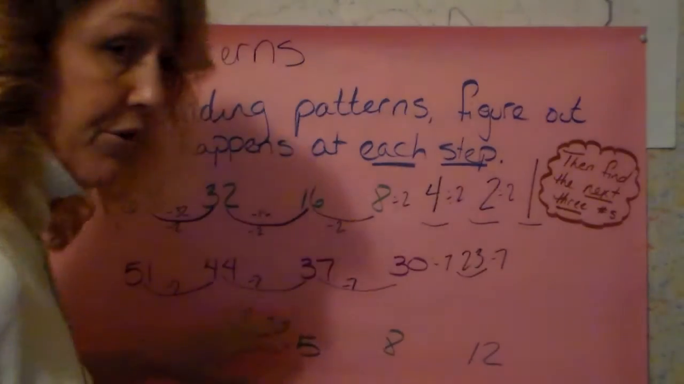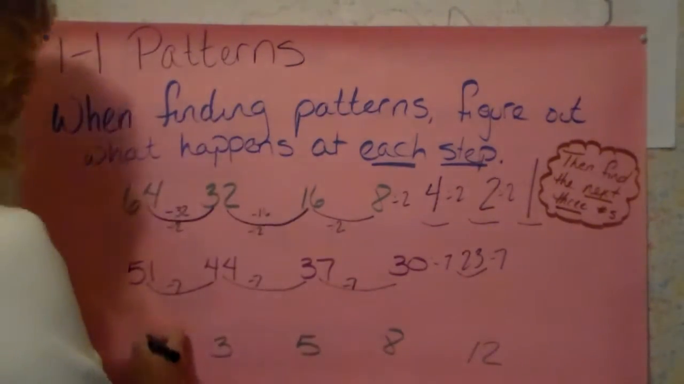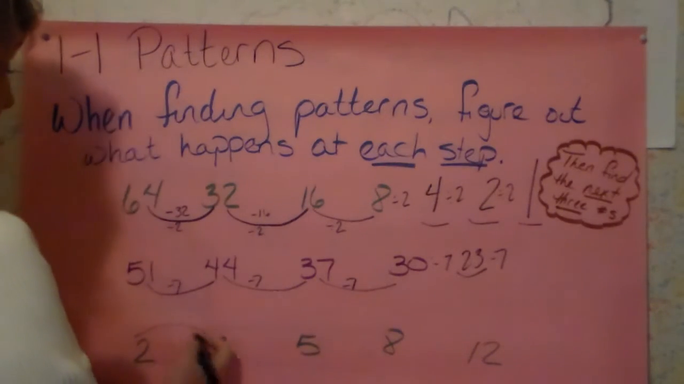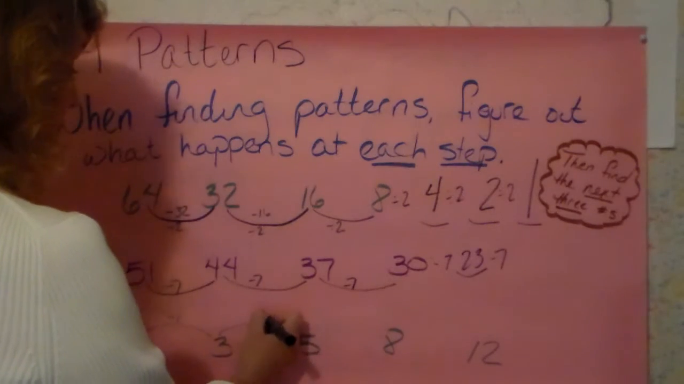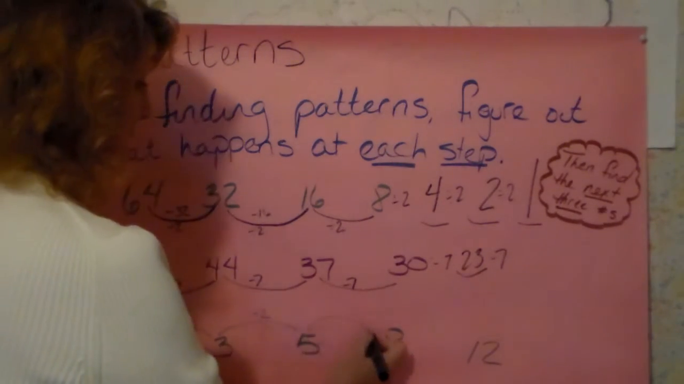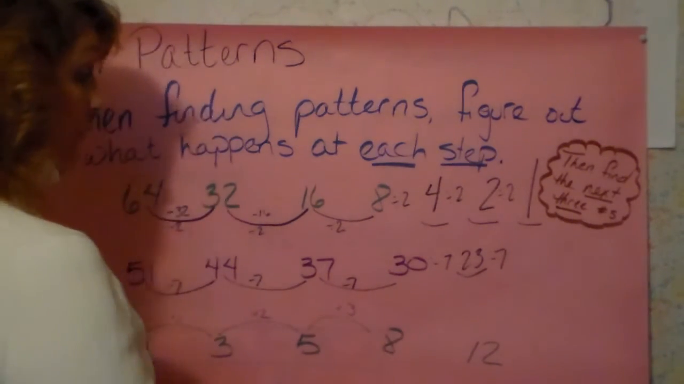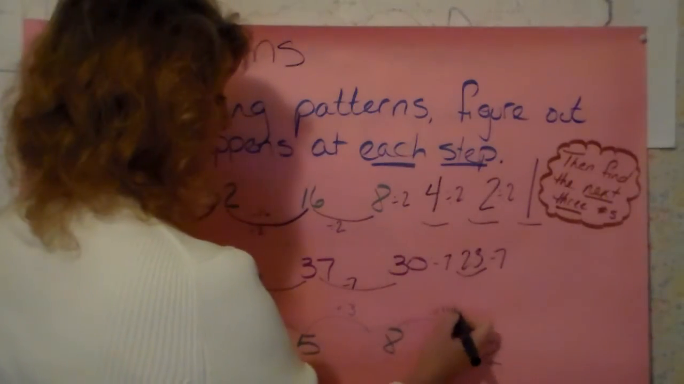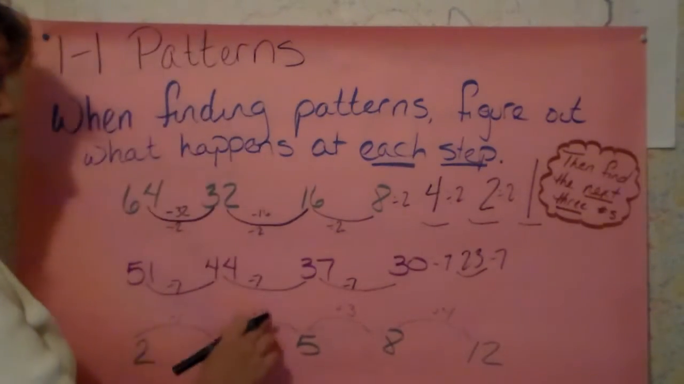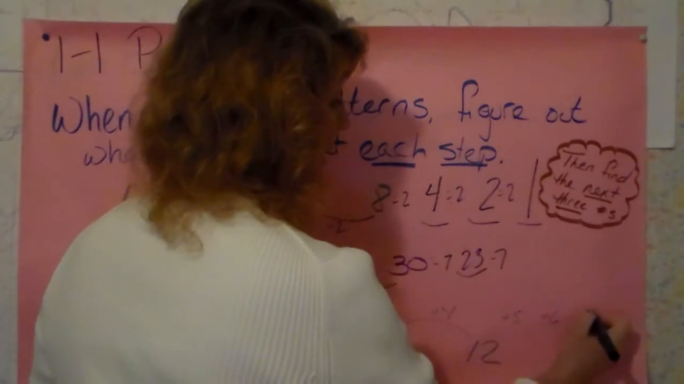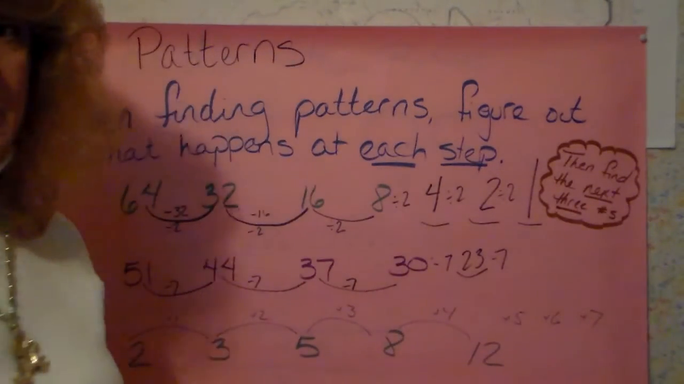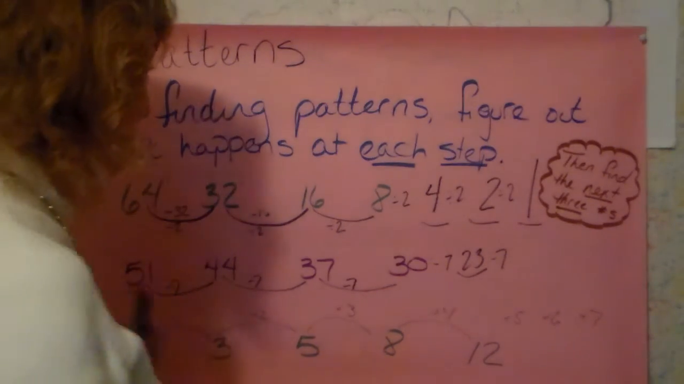Now, I know this is in the bottom of your screen, so we're going to go up. From 2 to 3, what do I do? From 2 to 3, I add 1. From 3 to 5, I add 2. From 5 to 8, I add 3. From 8 to 12, I add 4. So now I know what my pattern is. I can continue the pattern: add 5, add 6, add 7. So I get the next 3 numbers. Okay?